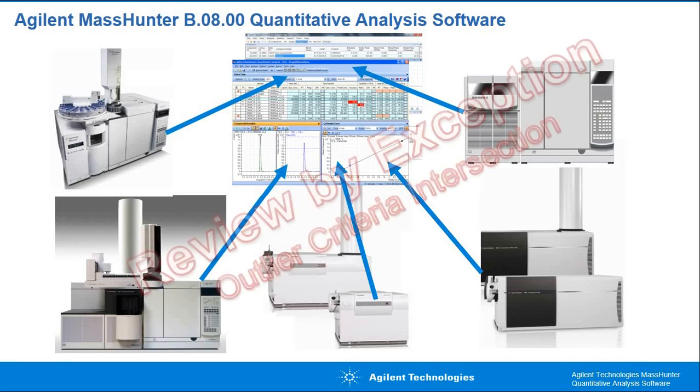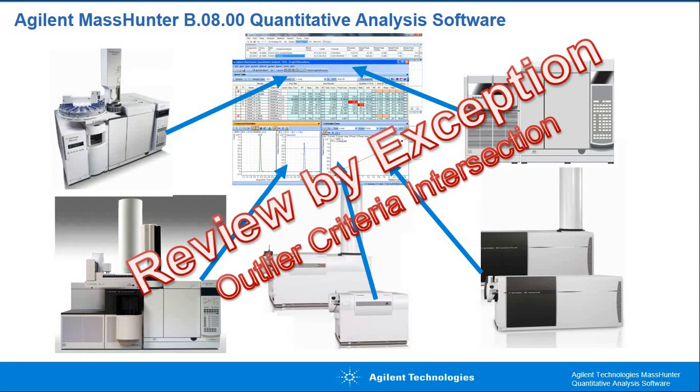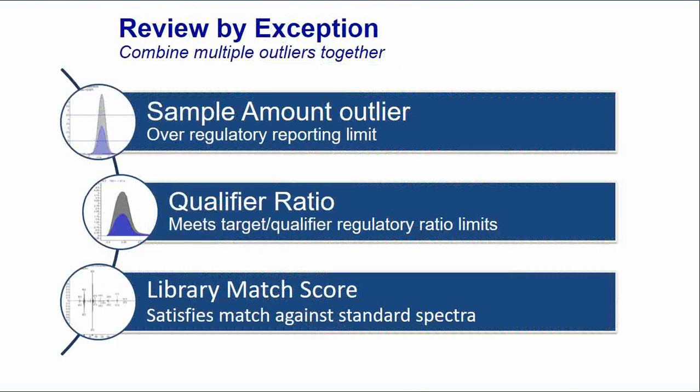Welcome to a discussion of review by exception, outlier criteria intersection. Let's take the case where there's three outliers I want to work together. For example, I only want to review the samples compounds that have gone over a regulatory limit.